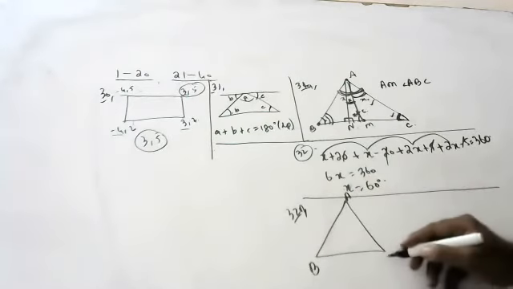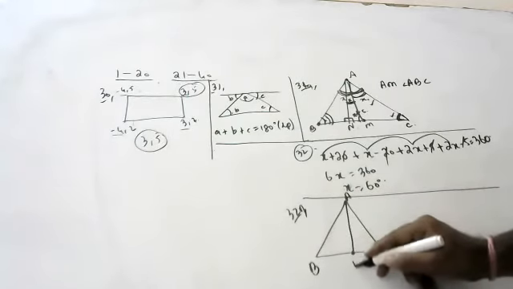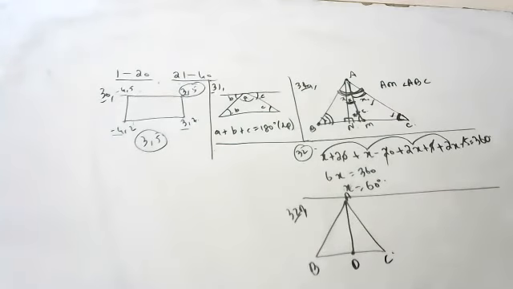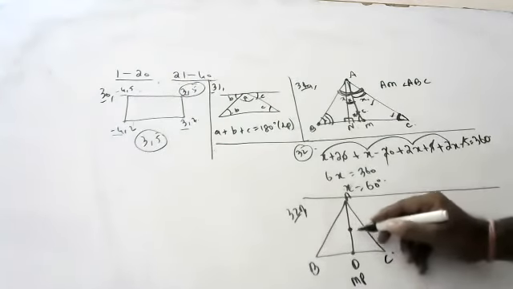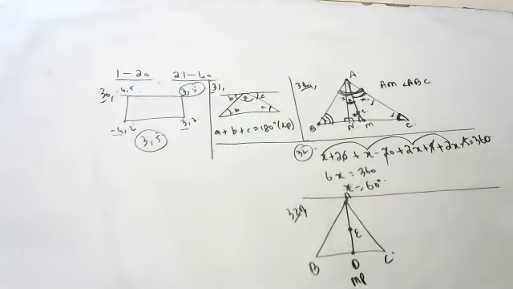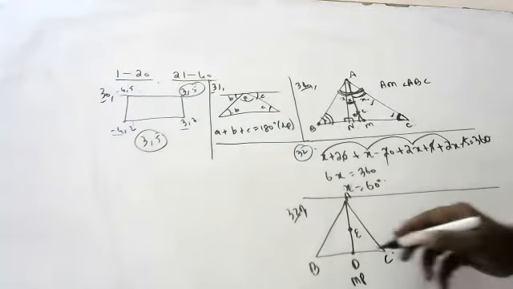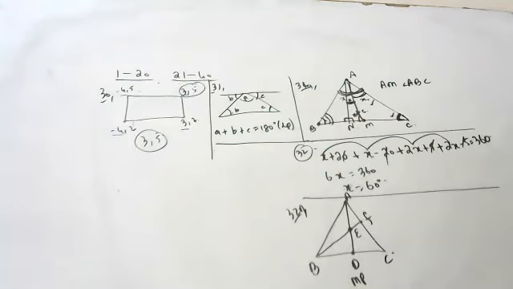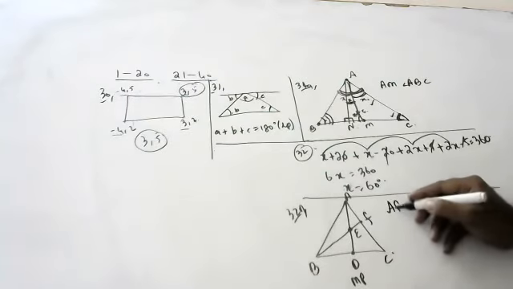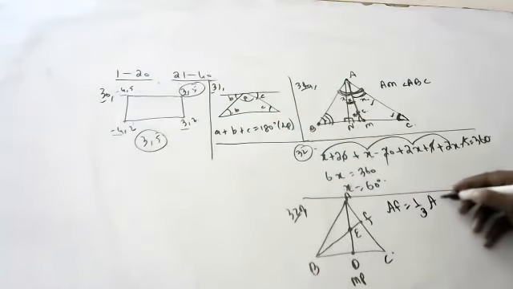A, B, C. This is median. Median means what, children? D is the midpoint, and E is the midpoint of AD. In triangle ABC, BE is produced to meet AC at F. Show that AF is equal to 1/3 of AC.